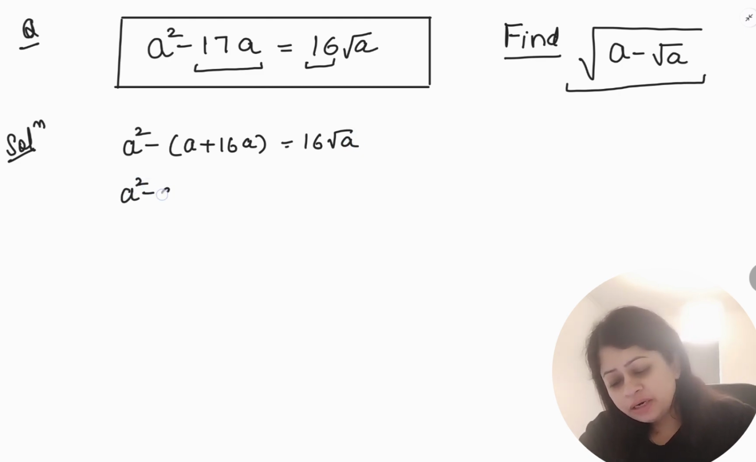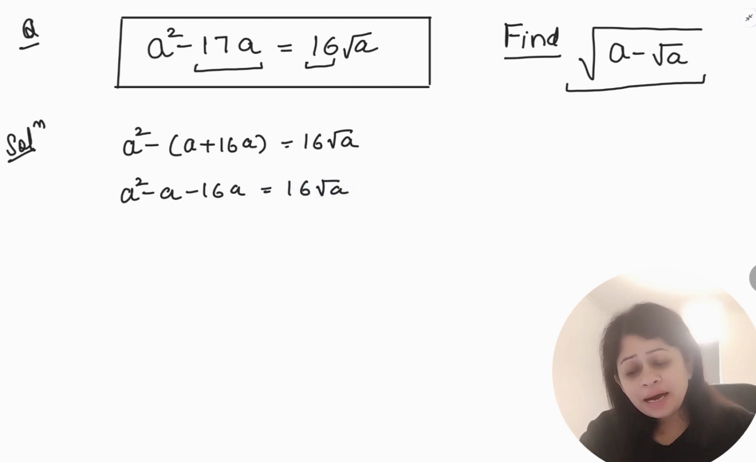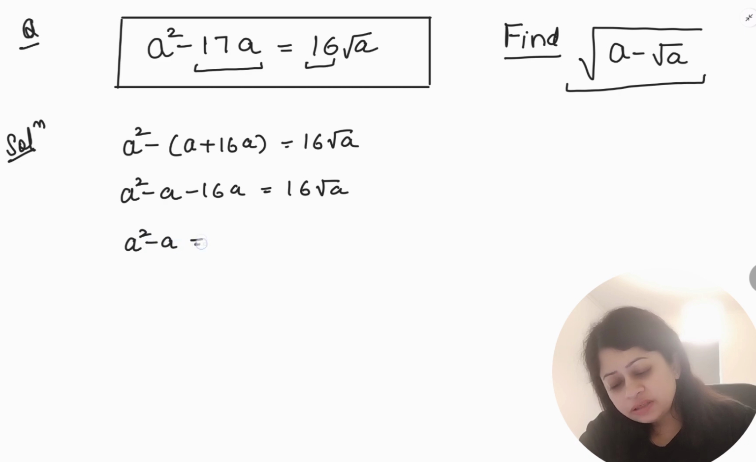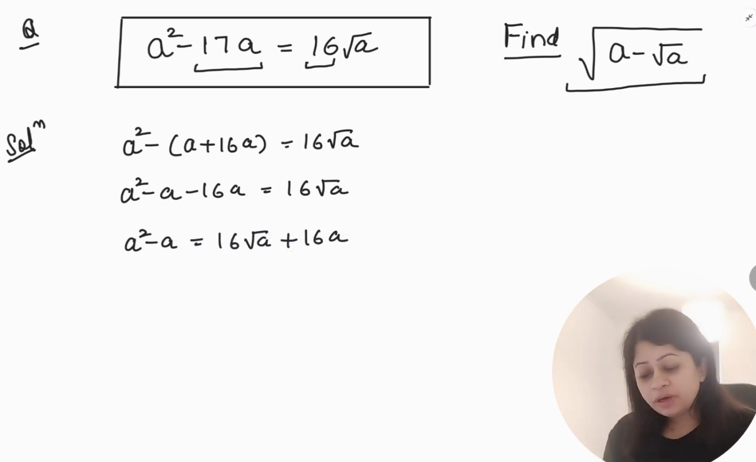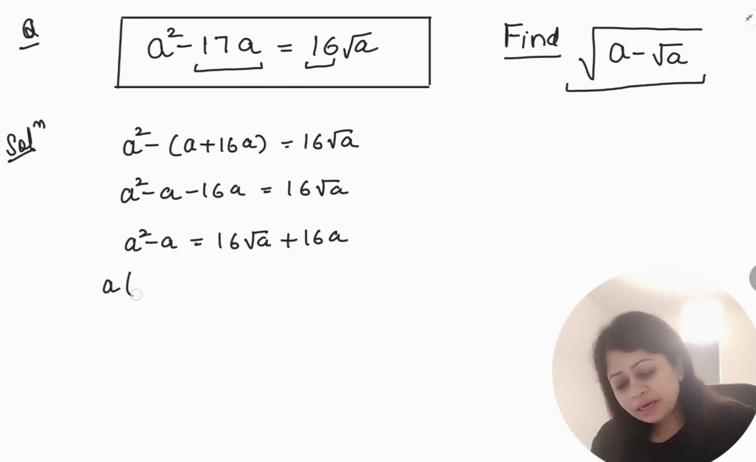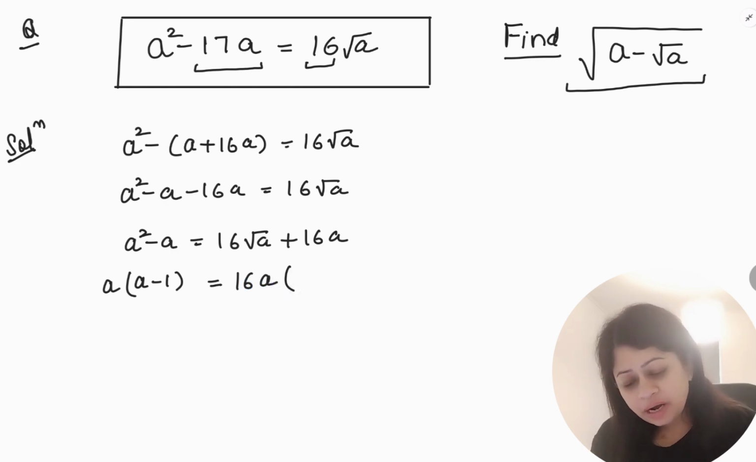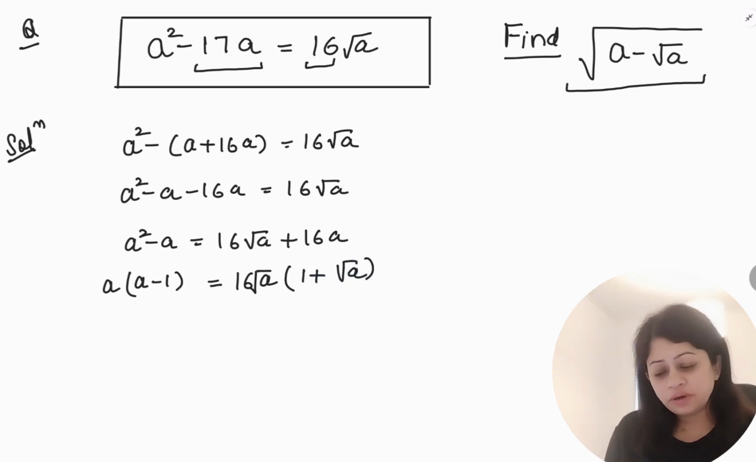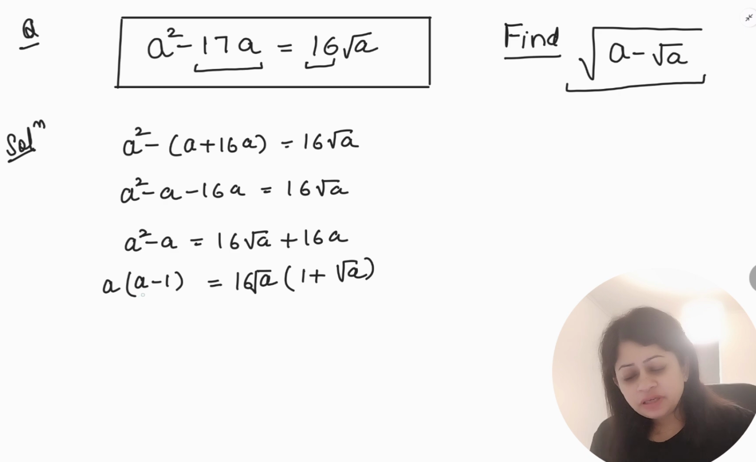I will open the bracket and we get this, right? Now I will take this 16a to the right hand side. We get a square minus a is equal to 16 under root a plus 16a, right? So here I can take a common. I get a minus 1, right? Here I can take 16a common, or I will take 16 under root a common. I will get 1 plus under root a, right? Okay, so here I have a times a minus 1.